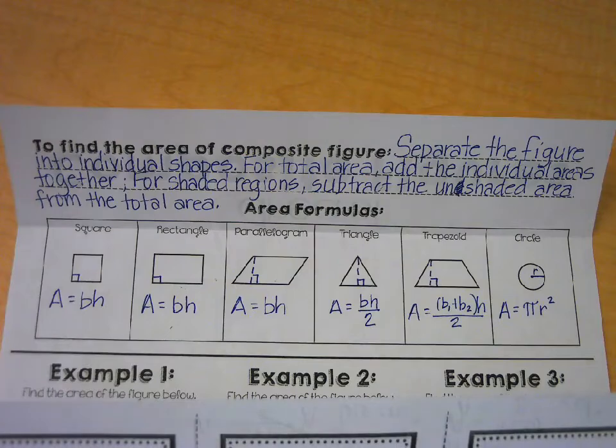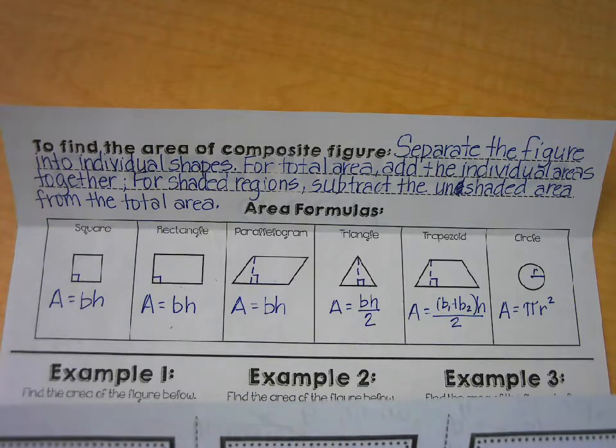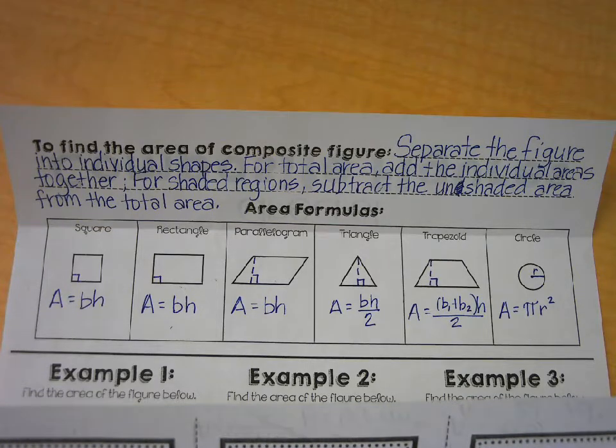For shaded regions, which we'll do later, you subtract the unshaded area from the total area. So again, to find the area of a composite figure, you separate the area into individual shapes. For total area, you add the individual areas together. For shaded regions, you subtract the unshaded area from the total area.